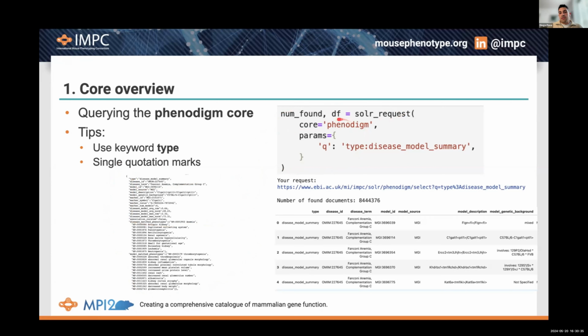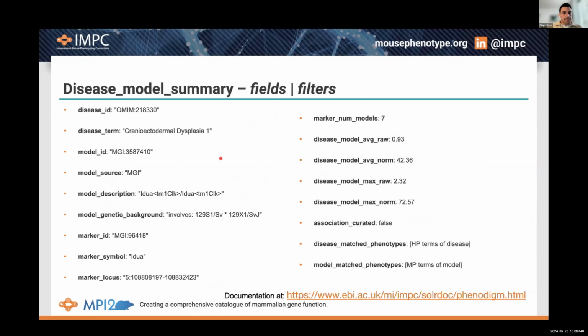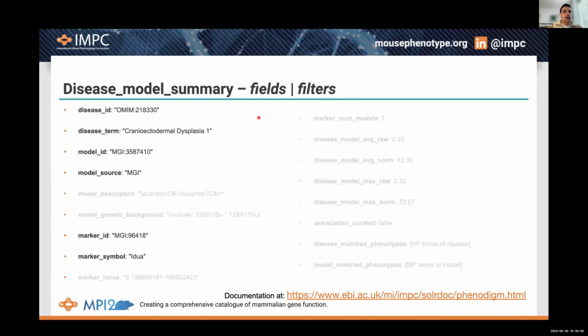So whenever we query the phenodyme core, we should get a good overview of what fields we want, which brings me to which fields are available in this core. As you can see, there are plenty of them. We won't go over each one of them individually. If you want to, the link to the documentation for the specific phenodyme core is down below, but it's also on your Jupyter notebooks, and we'll see it shortly. And for now, I would like to bring your attention to these ones. I think these are the fields or filters that we will use the most to get the information we need.